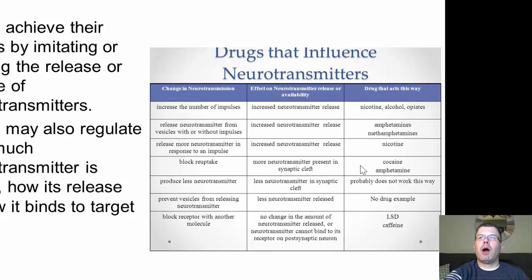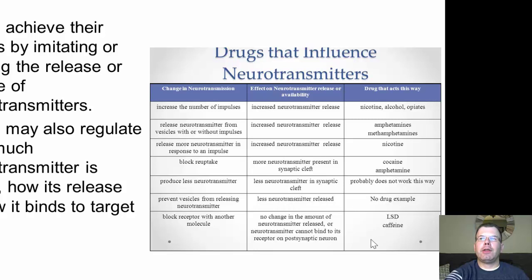And so this is why a lot of times these become addictive, because of what happens: you get this overstimulation of the neurons, and then when the neurons don't get it, they say we want more, and so we need this. Again, there are some that are less neurotransmitter release, but we really don't have any drugs.